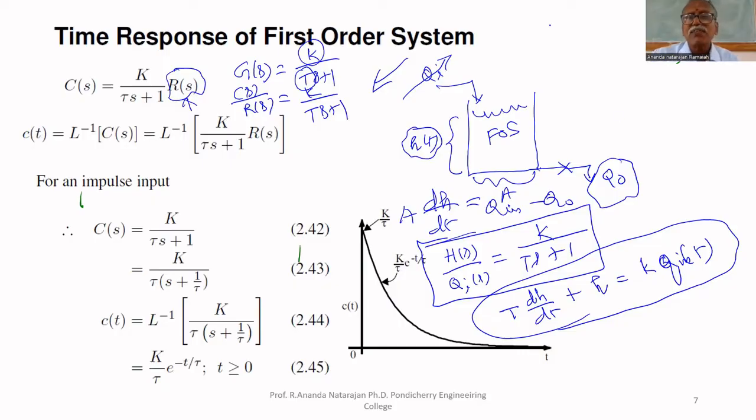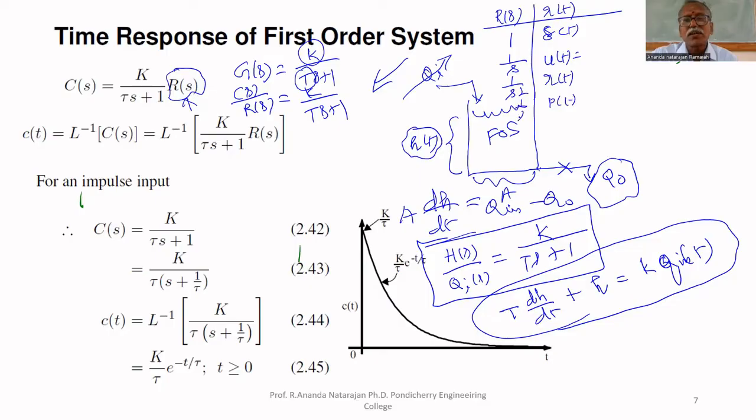For the impulse function, we already know the relation between R of s and R of t. R of t is the unit impulse function, del of t, and its Laplace transform is 1. If R of t is u of t, the unit step function, its Laplace transform is 1 upon s. If it is a ramp function, its Laplace transform is 1 upon s square. If it is a parabolic function, its Laplace transform is 1 upon s cube.